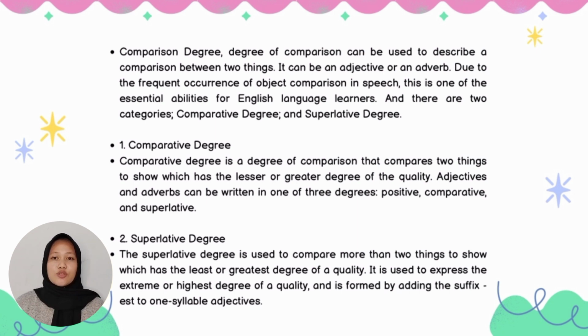The next is superlative degree. The superlative degree is used to compare more than two things to show which has the least or greatest degree of a quality. It is used to express the extreme or highest degree of a quality and is formed by adding the suffix -est to only one-syllable adjectives.